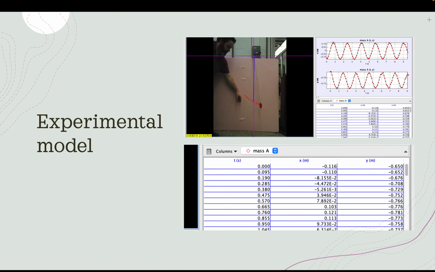So here's the experimental model that I did using Tracker. Here is some of the data in the x position and y position, and in the top right you can see the position-time graph for the x direction and the y direction.